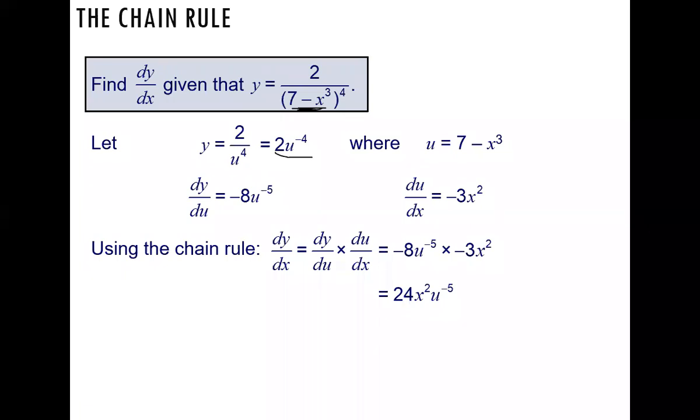Then replace your u back into the equation, and re-express it. So put u, which is 7 minus 3x cubed, back into the equation, okay? Then you re-express it to give us 24x squared over (7 minus x cubed) all raised to the power 5. So that is for the chain rule.